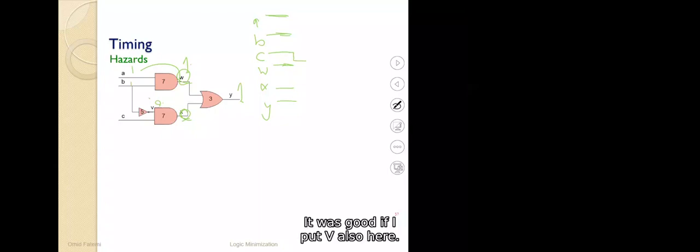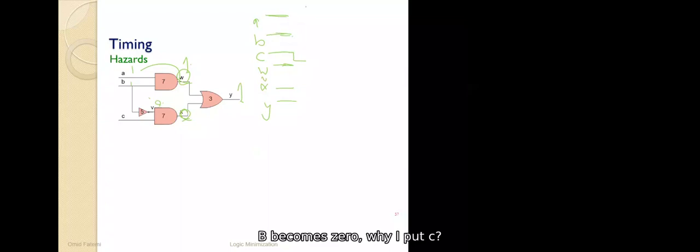Oh, I didn't put V. It would have been good if I put V also here. Okay, so let me erase. V should be before X, so I put V here. Oh, too bad. You didn't tell me to write V.